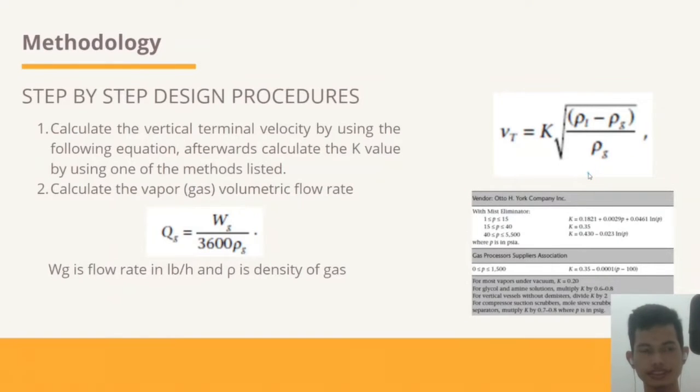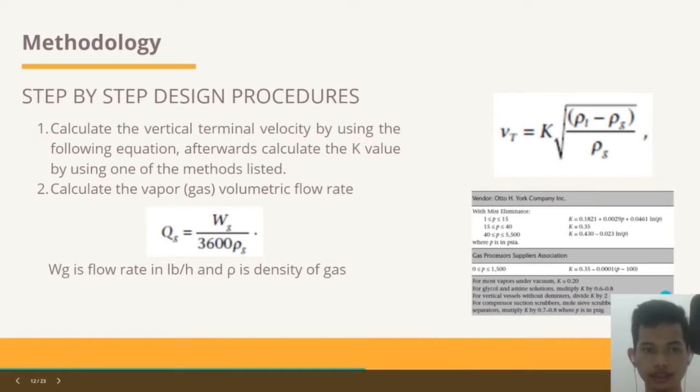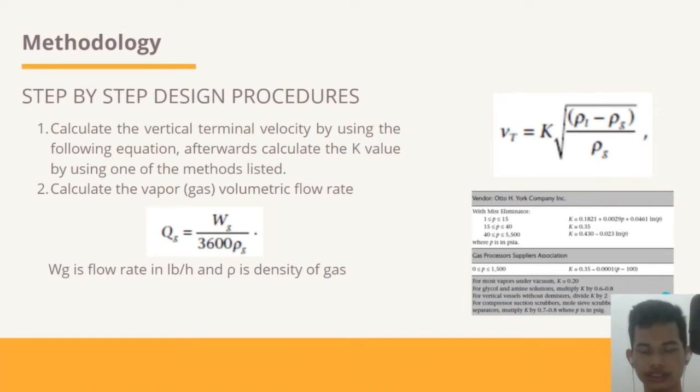Thank you for the introduction. Next is methodology. I, Ahmad Faruk Mubarok, will be explaining it. First, calculate the vertical terminal velocity by using the following equation on the right. Afterward, calculate the K value by using one of the methods listed. And then, step number 2, calculate the vapor or gas volumetric flow rate, where Wg is the flow rate and rho is the density of gas.